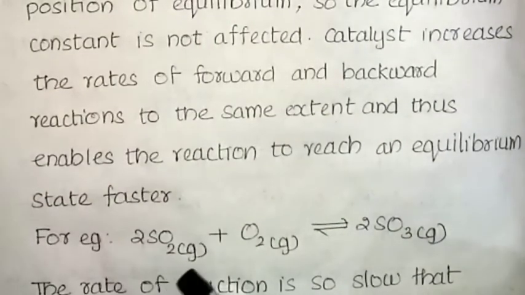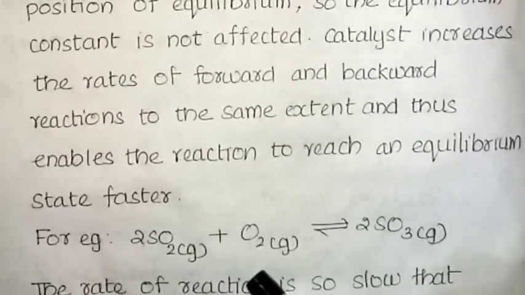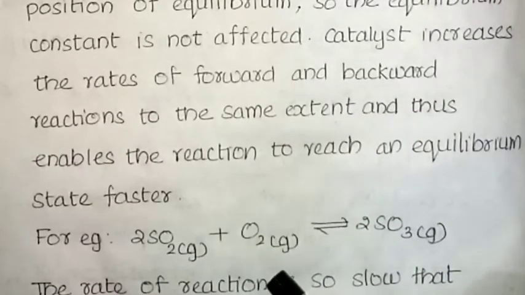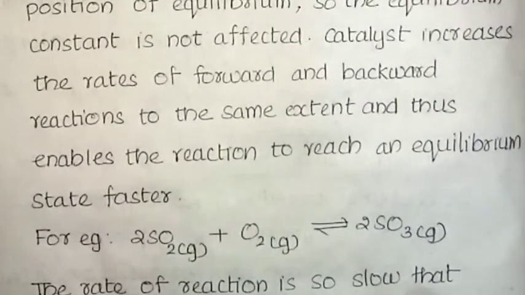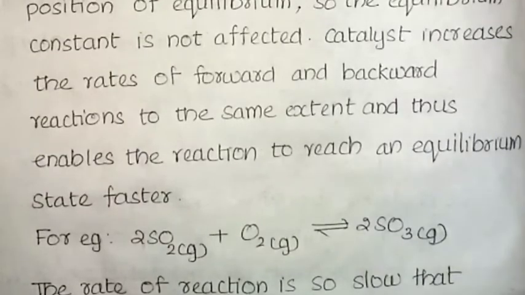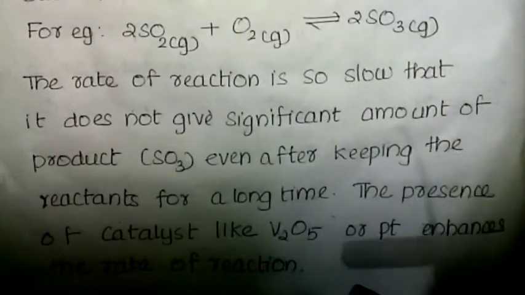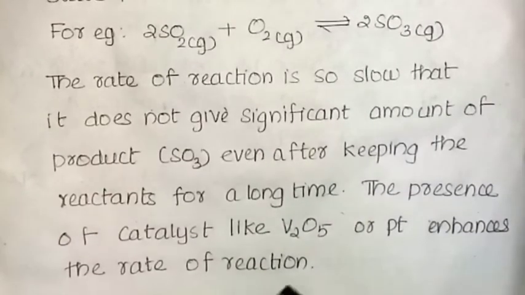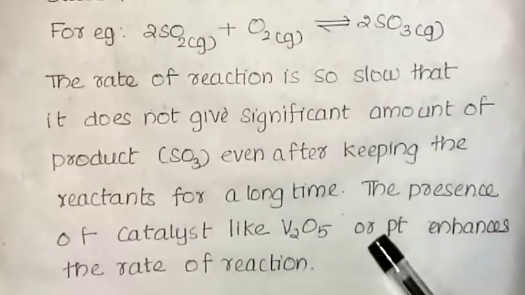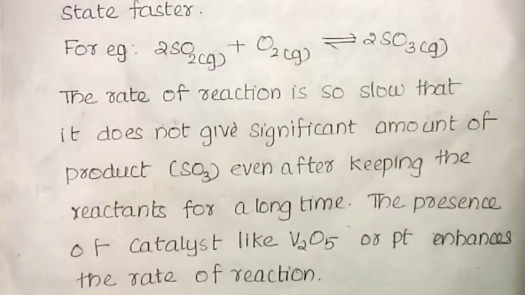For example, 2SO2 gas plus O2 gas reversibly gives 2SO3 gas. This is an industrially important method of preparation of SO3. The rate of reaction is so slow that it does not give a significant amount of product SO3 even after keeping the reactants for a long time. The presence of catalysts like vanadium pentoxide or platinum enhances the rate of reaction. Otherwise, the rate of reaction is very slow. So, the catalyst helps the reaction to easily attain the equilibrium condition.